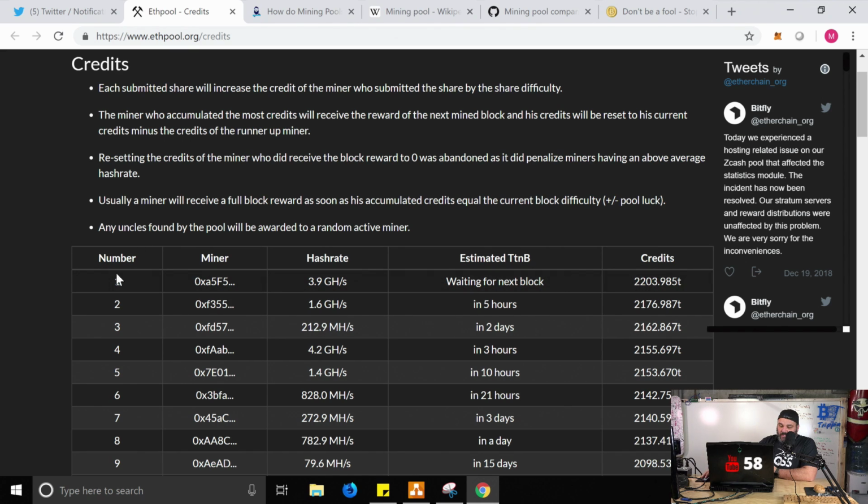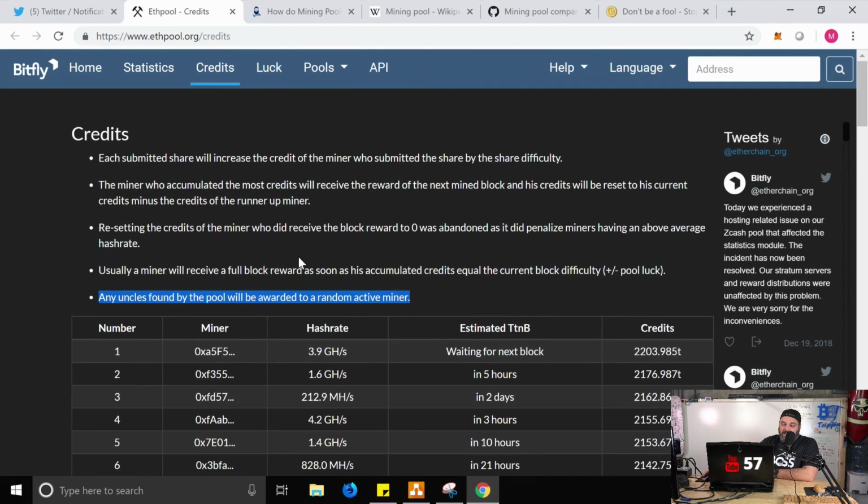Well, if you came up to your number 1 spot and then that next block happened to have an uncle, you got paid your block reward plus the uncle. So that was like you got 8 Ether for your block attempt, which really was an extra bonus, right? Where now any uncles that hit the network go to randomly anybody that's actively running on this network.